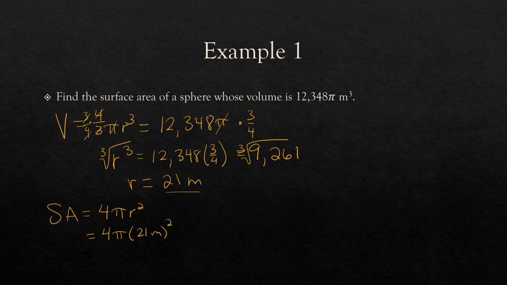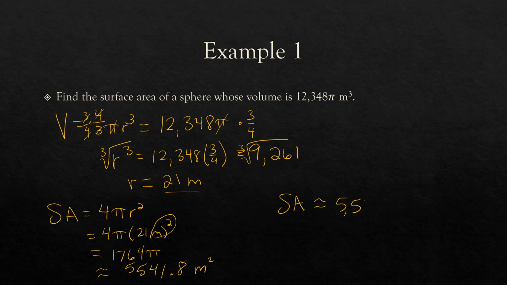21 squared is 441. 441 times 4 is 1764, and then I still need to multiply by pi. And when I multiply by 3.14, it's about 5,541.8, and this will be meters squared. Right up here I had meters squared. So our surface area is 5,541.8 meters squared.